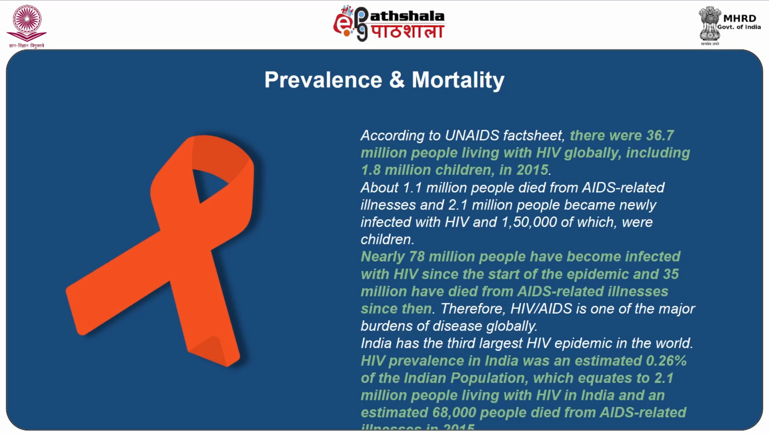India has the third largest HIV epidemic in the world. HIV prevalence in India was estimated to be 0.26% of the Indian population, which equates to about 2.1 million people living with HIV in India and an estimated 68,000 people who died of HIV-related illness in 2015.